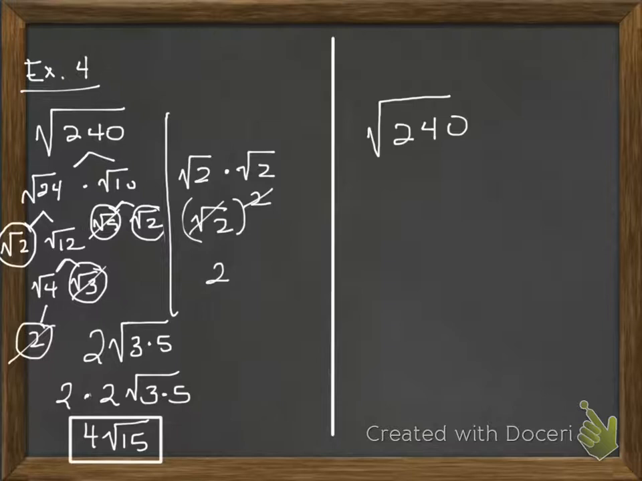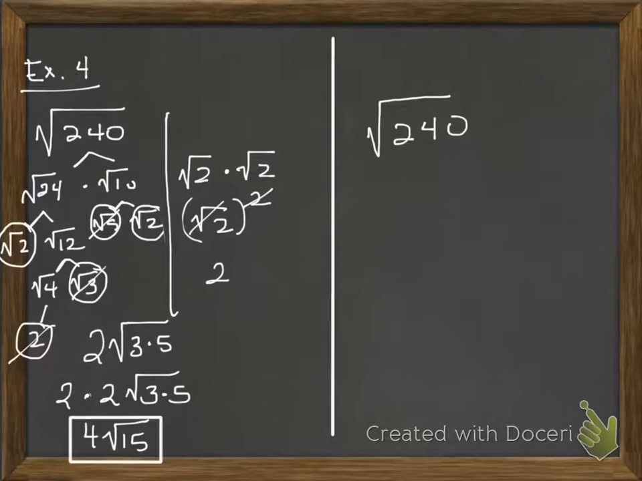240 divided by 144. You see, I'm working my way up the chart. 240 divided by 121. No. 240 divided by 100. Not possible. 240 divided by 81. Maybe. No. 240 divided by 64. No. 240 divided by 49. 240 divided by 36. 240 divided by 25. 240 divided by 16. What do you get?